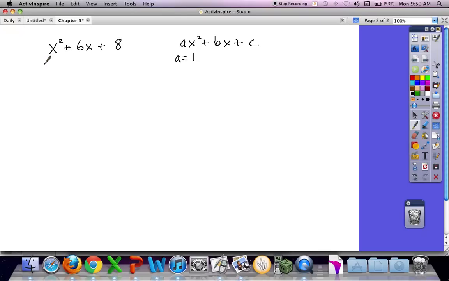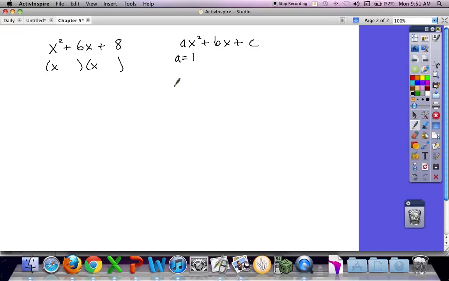When you factor a quadratic expression from standard form like this, when A equals 1, it's really just a one-step process. You need to think of two numbers. X is the first term in each set of parentheses. Now, we need to think of two numbers that when you multiply, you get 8, and when you add these two numbers, you get 6. What are the factors of 8 that add up to 6?